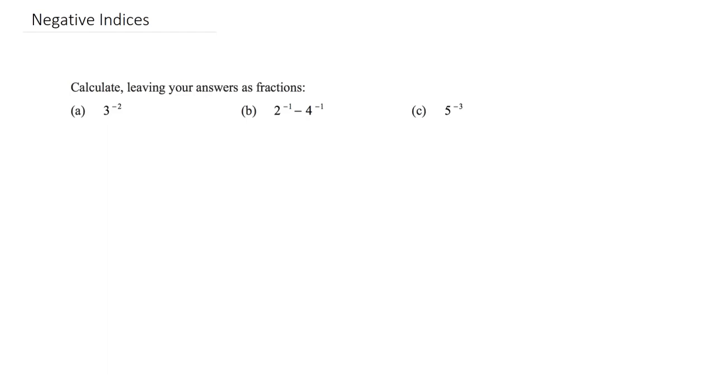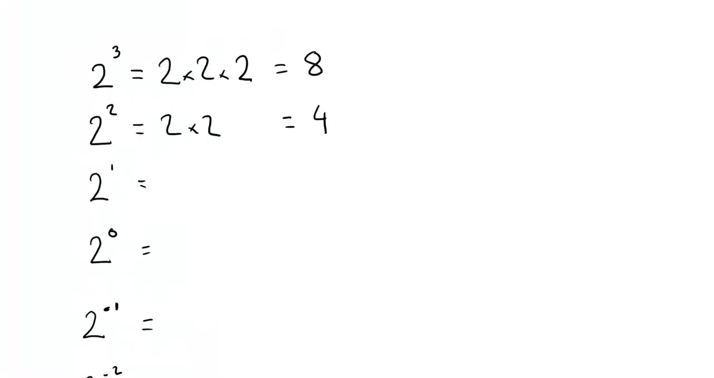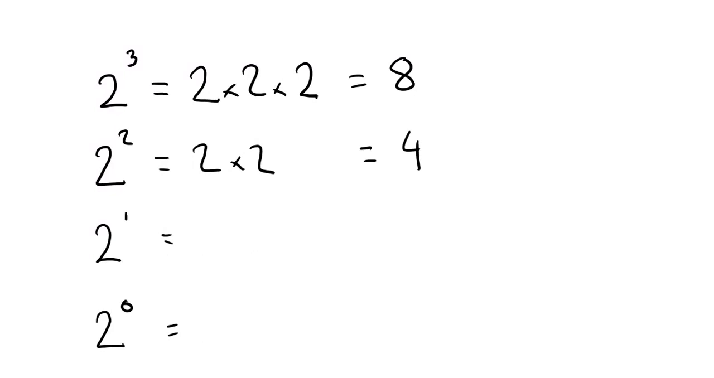So in this video, we're going to take a look at negative indices or exponents, and to understand how they work, let's first of all take a look at a quick pattern. We should know already that an exponent or power is the number of times you multiply a number by itself. So as you can see, 2 cubed means 2 times 2 times 2, which is 8. We know that 2 squared means 2 times 2, which is 4.